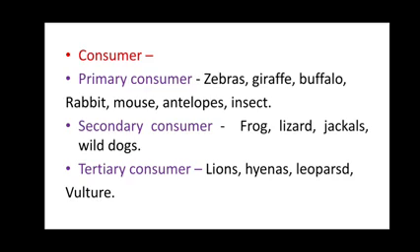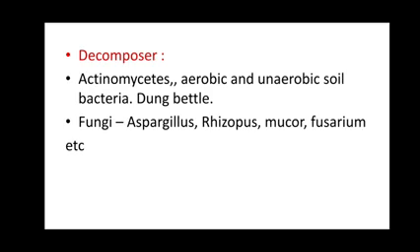Again, the grassland ecosystem shows the primary consumers like zebras, giraffe, buffalo, rabbit, mouse, antelope, and insects. Secondary consumers like frog, lizard, jackals, and wild dogs. Tertiary consumers are lion, hyenas, leopards, and the vulture. Decomposers are actinomycetes, aerobic and anaerobic soil bacteria, dung beetle. Fungi are aspergillus, rhizopus, mucor, fusarium, etc.